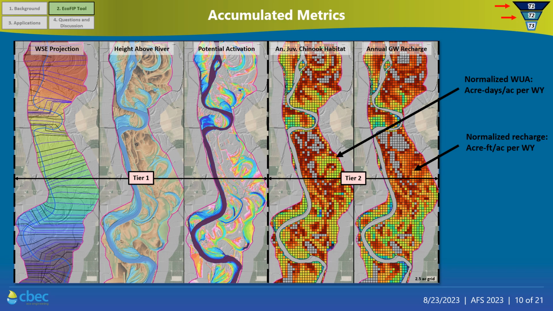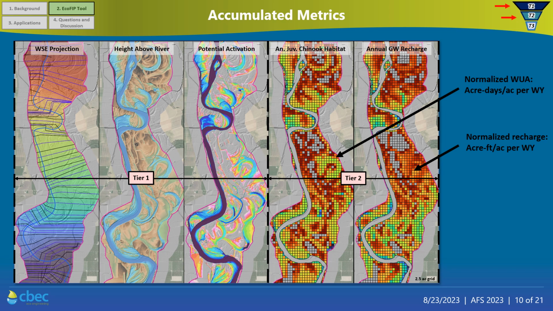So once we extract these rating curves, we can then apply a daily flow time series to build out heat maps, essentially, of where the hotspots for annual juvenile Chinook rearing habitat are, for instance. And so on the second gridded picture from the right, that is showing annual juvenile Chinook rearing habitat.